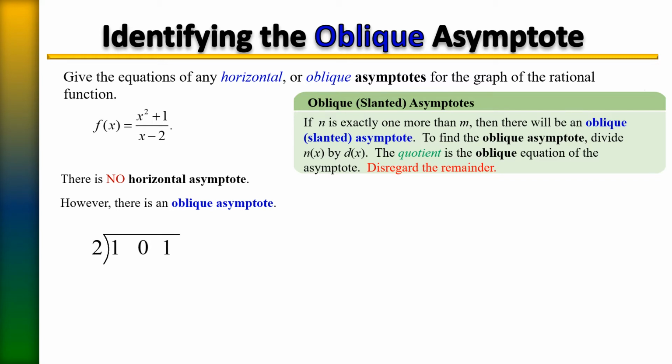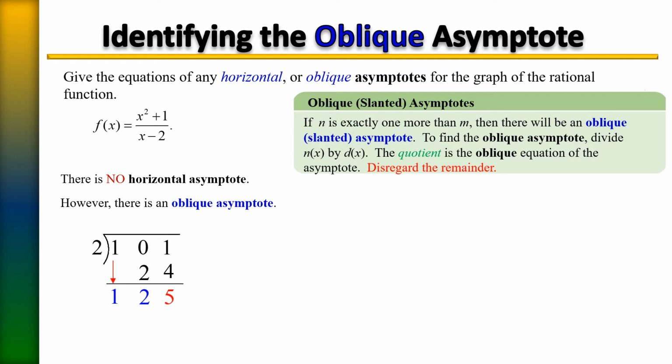I'm going to begin the process by bringing down a 1. Multiply that with 2 to get 2. Bring down 2. Multiply that with 2 to get 4. Bring down a 5. Here we have a 5 remainder, and recall that you have to disregard the remainder.